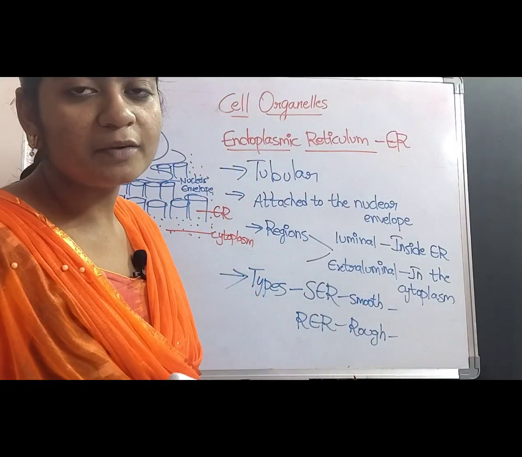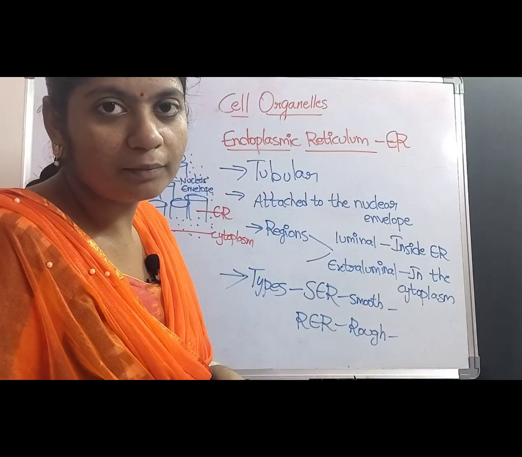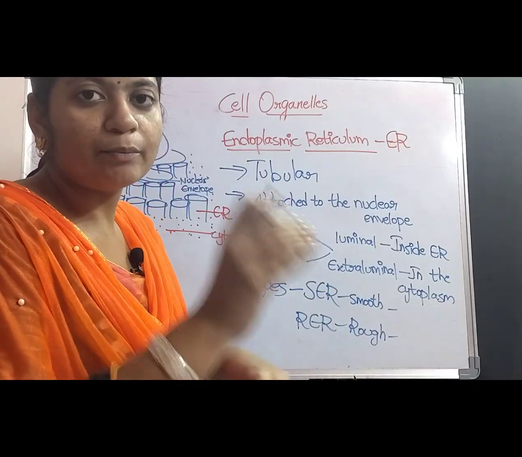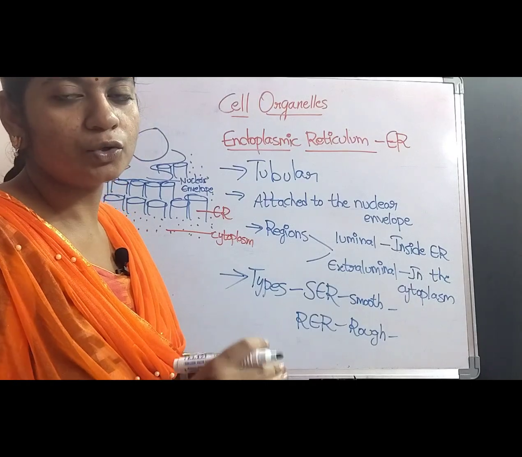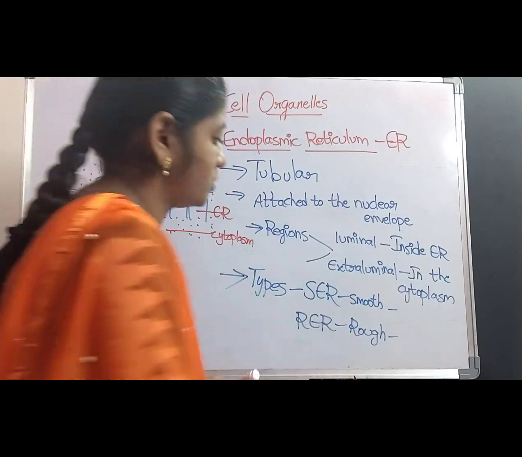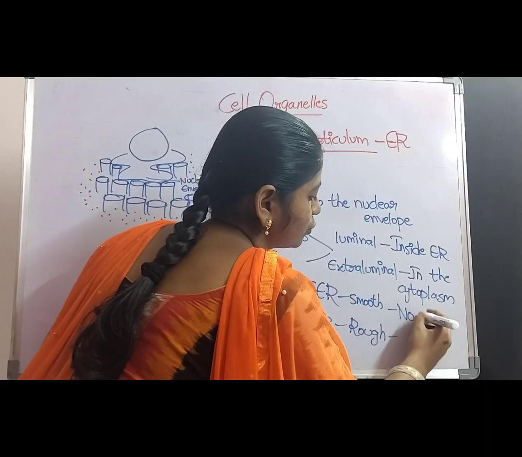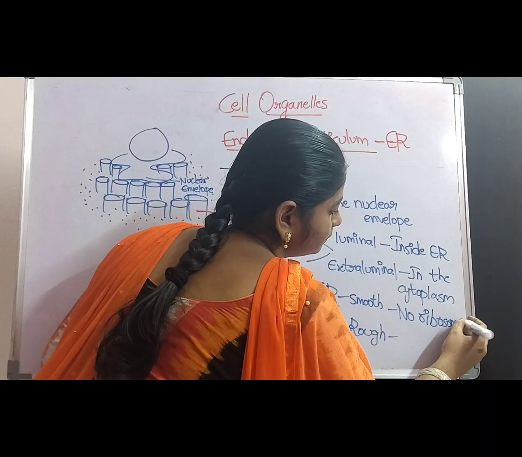What is smooth endoplasmic reticulum? If the surface of the endoplasmic reticulum does not contain ribosomes, then it is called smooth endoplasmic reticulum. So, the surface of the endoplasmic reticulum does not contain ribosomes. No ribosomes in the smooth endoplasmic reticulum.